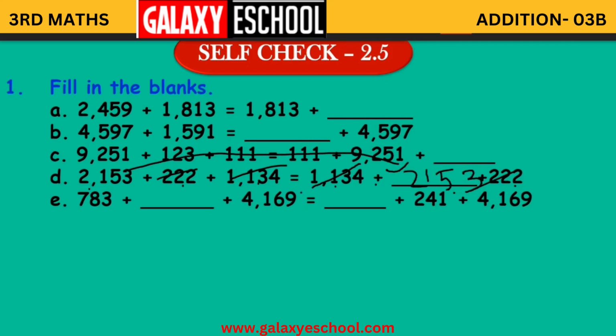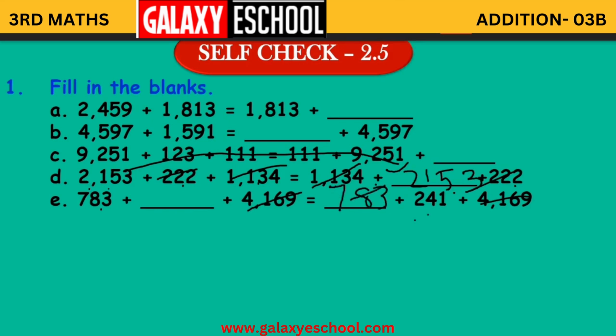Now, coming to question number E. See, this has become a little tricky. There is a blank given on both the sides. Now, how do we solve this? We see 4169 is present on both the sides. Now, this 783 is not on the right side, so we will write 783 here.